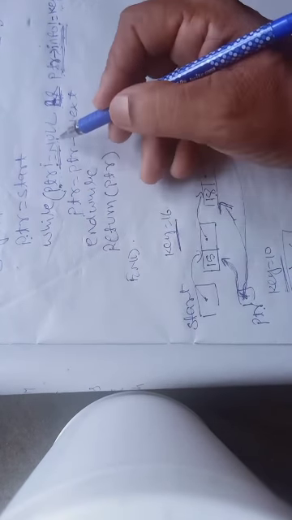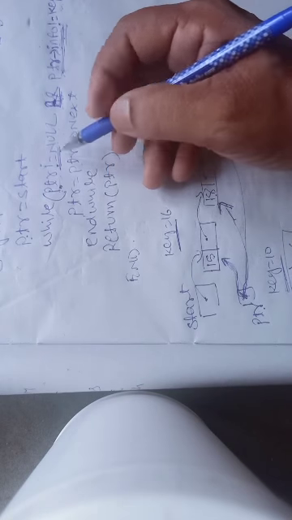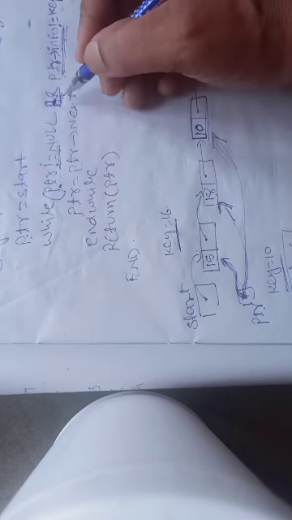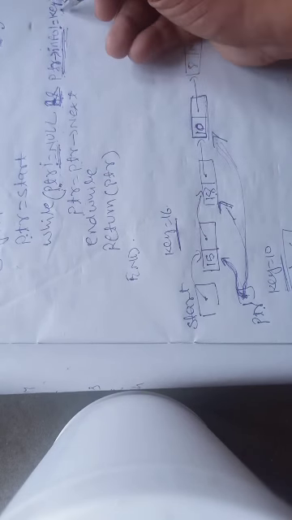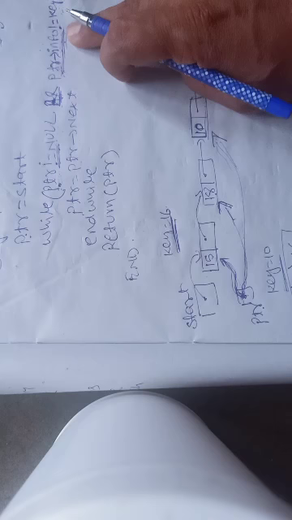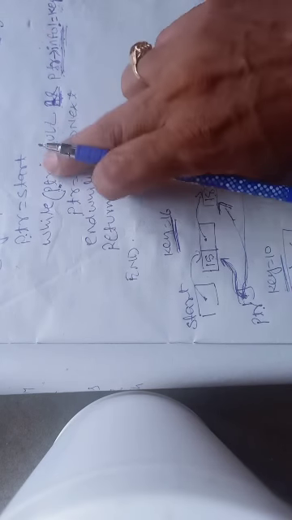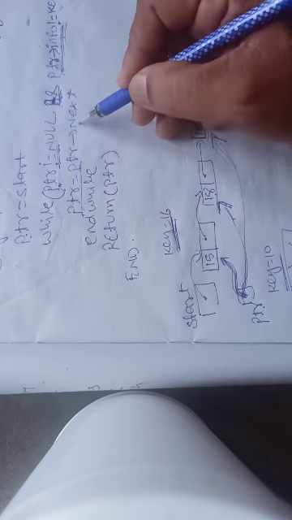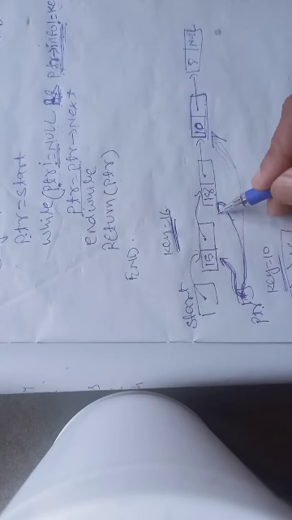Now the loop will continue while PTR not equal to null. PTR is the first node, not equal to null, so this is true, and PTR of info not equal to key. My key is 16, and the info part of PTR is 15, so this is not equal to key, so this is also true. True and true, so the total will be true. So I will move to the next node, and PTR will be updated to the second node.